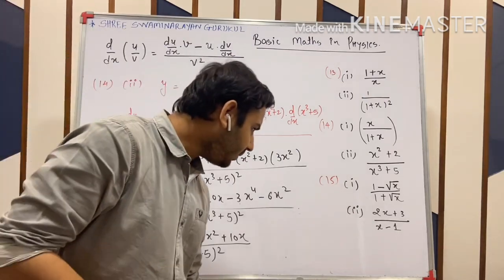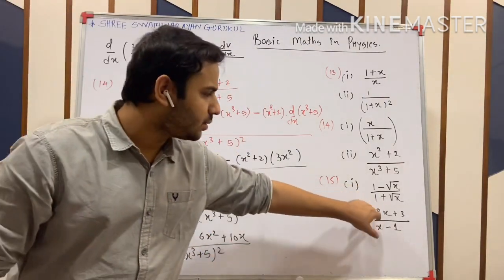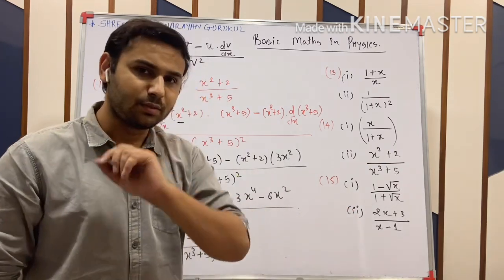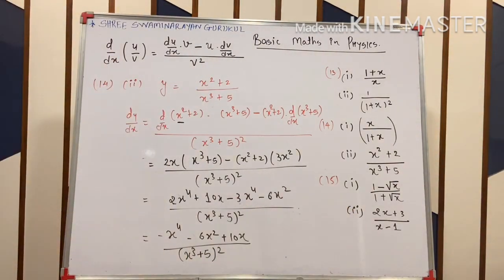Now I'll solve this, 1 minus root x upon 1 plus root x, and I'll give this question in homework. Okay, I'll rub this.